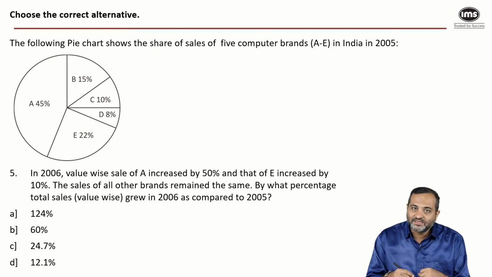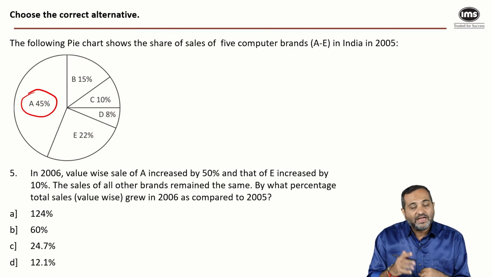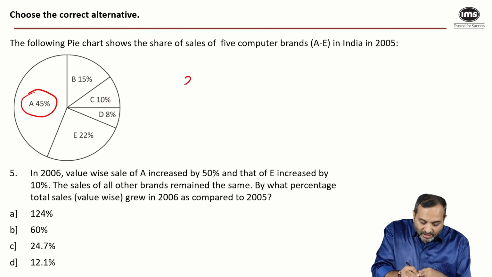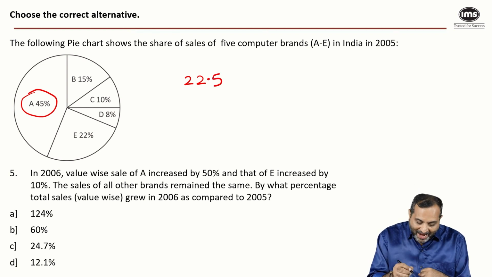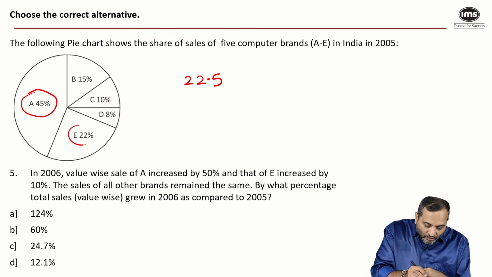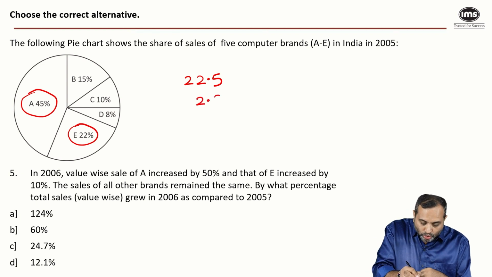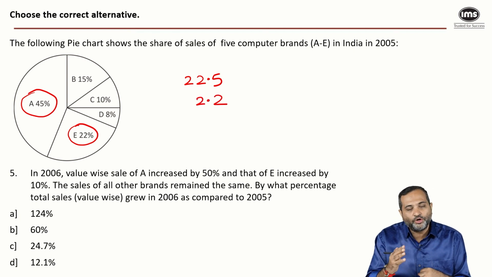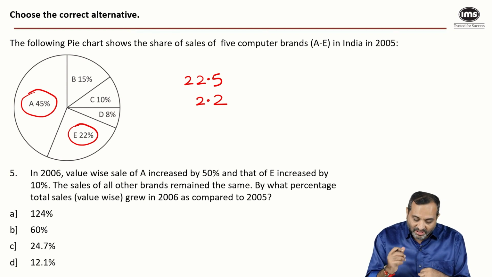In 2006, the value-wise sale of A is increased by 50%. If you check, the percentage of A is 45. If it increases by 50%, meaning the increase has to be 22.5. And that of E increased by 10%. E as of now is 22. 10% of 22 is 2.2. So the increase for E is 2.2 percentage. The sales of all other brands remain the same.